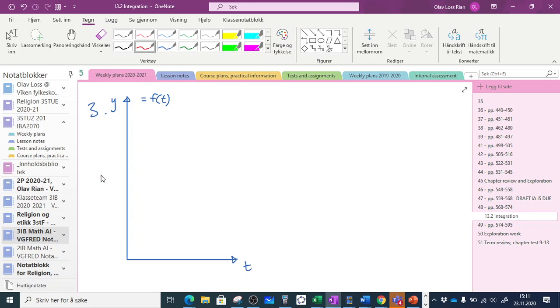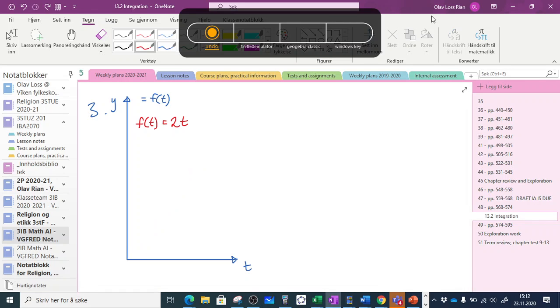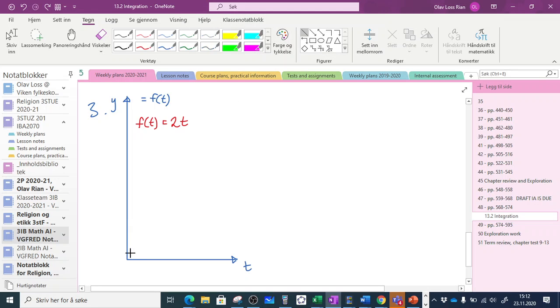where f of t is equal to 2t, 2 times t, like this. Oh, it's not very straight. Let's make it a straight line from here to here maybe.